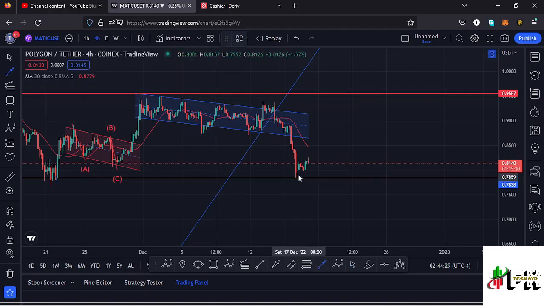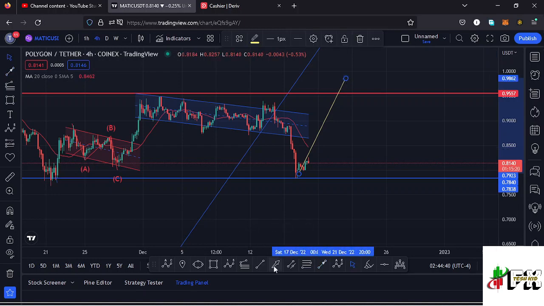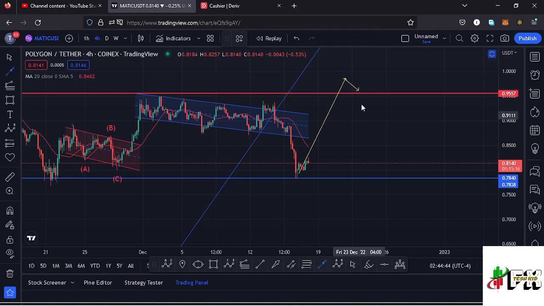There are chances that we might continue pushing higher, get back to the area of resistance at around the $0.95 mark, and once that happens and we manage to break above that key area of resistance, there are chances of seeing a retest of the key area of resistance before we continue pushing even higher and maybe make a new high.